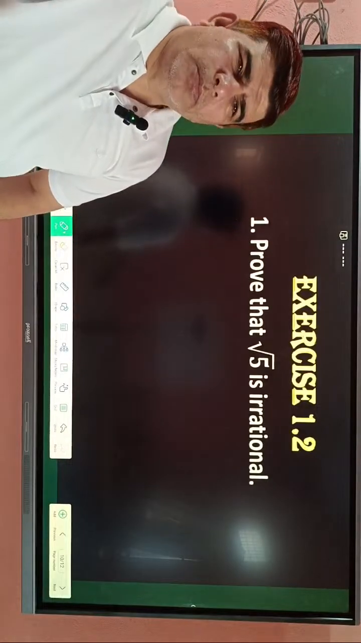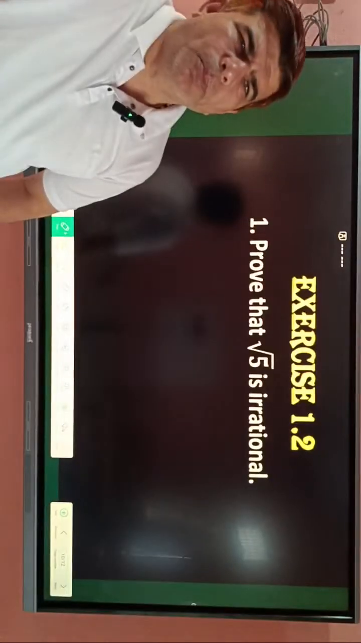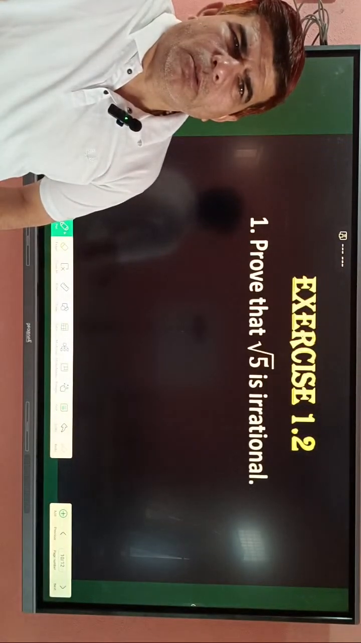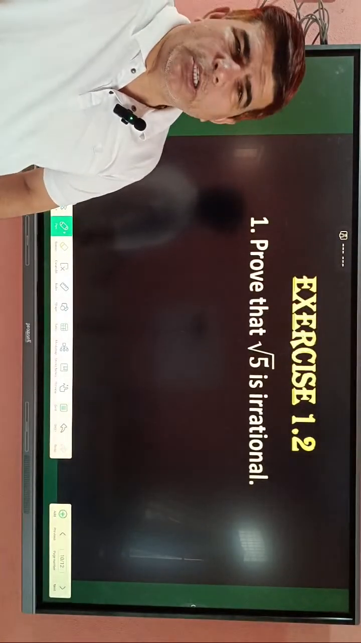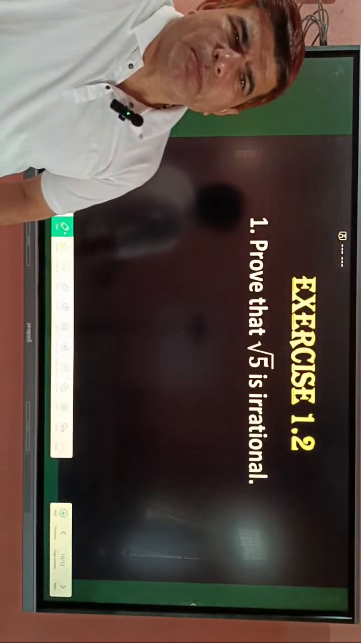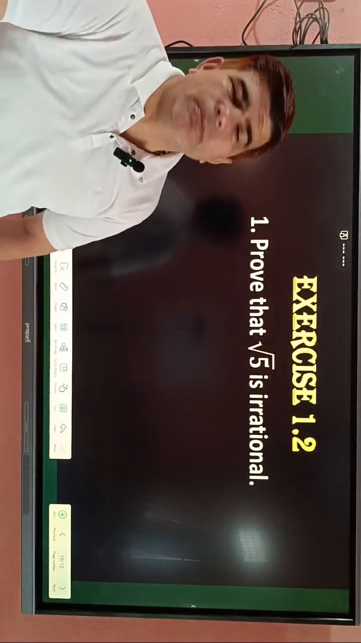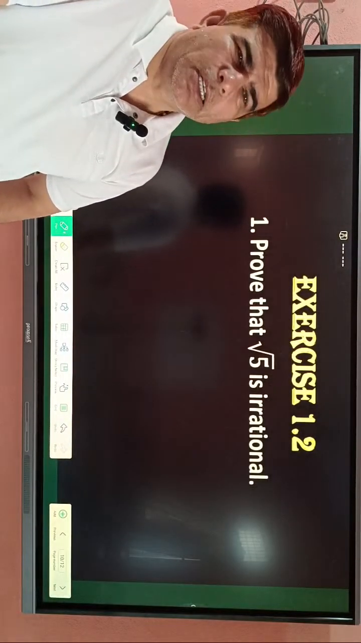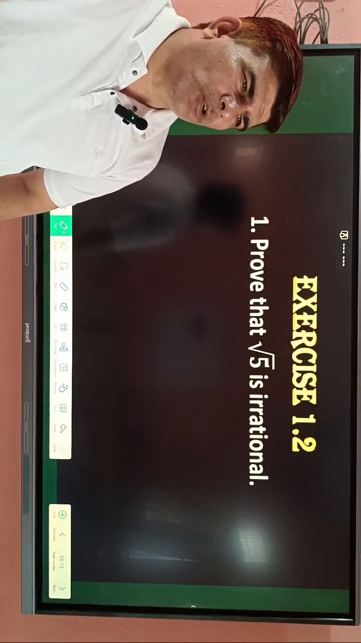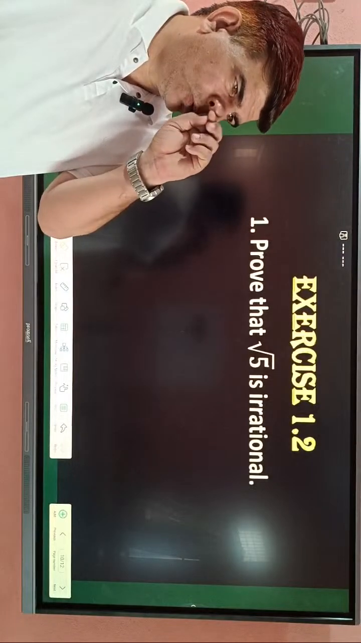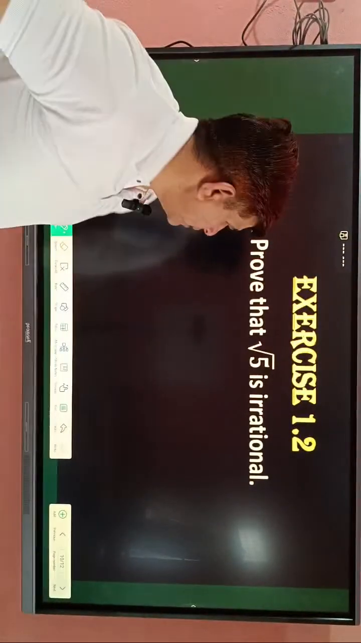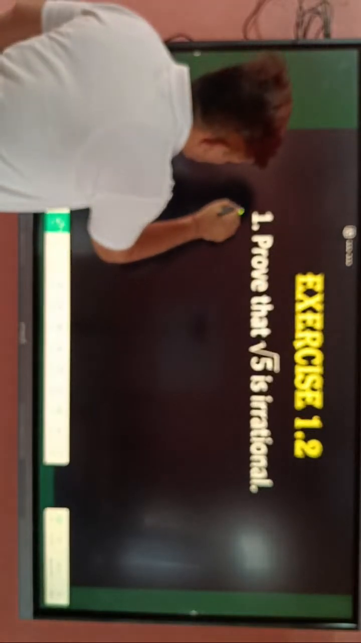Yesterday I told you one theorem. Again I want to revise it. If P is a prime number and P divides A square, then P divides A also. On the basis of that theorem, we already proved under root 2 is irrational, under root 3 is irrational. Now in exercise question number 1, it is given: prove that under root 5 is irrational. Same process as under root 2 and under root 3, but I can tell you its solution.